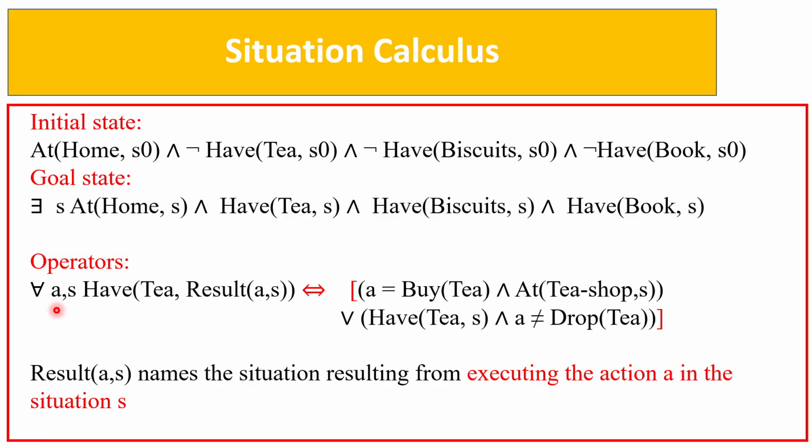We can have some operators, like for all, have tea. How do we get tea? You can go to the tea shop and buy tea. So these two actions should be performed for having tea. He has to go to the tea shop, then buy tea, and he has to get the biscuits also. Then he has to get the book. So execute the steps one by one to reach the goal.